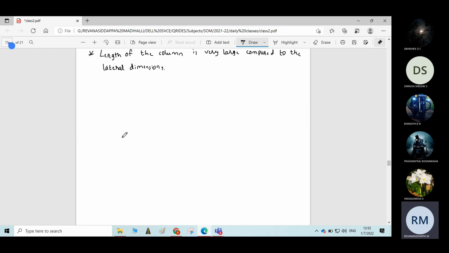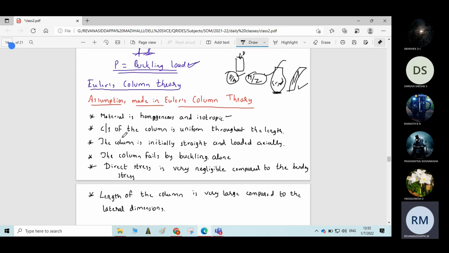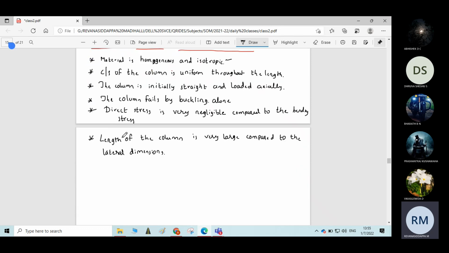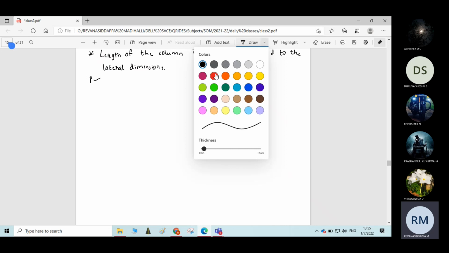As I said, there are a few end conditions considered for deriving the buckling load for a column. This buckling load P mainly depends upon the end conditions of the column. Therefore for different end conditions, the formula for the buckling load will vary. Let us see what are the different end conditions considered for deriving the equation for this buckling load.